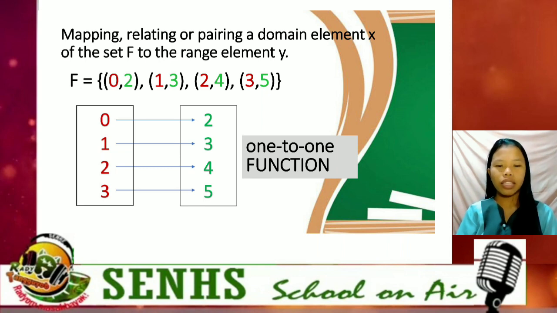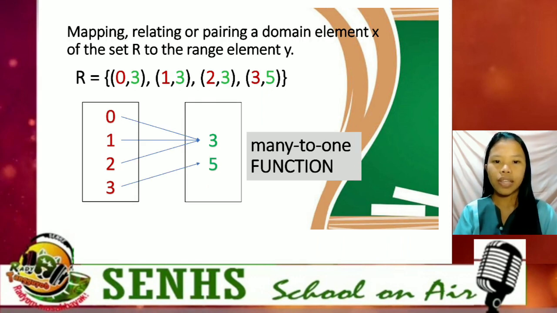First, we have to identify our domain and range in this relation. For our domain, we have 0, 1, 2, and 3. And for our range, we have 2, 3, 4, and 5. So, is this a function or not? From the meaning of our function, it is a relation that assigns each element of the domain exactly one element of the range. This one shows that each element of the domain is assigned to an element of the range. So we call this function a one-to-one function.